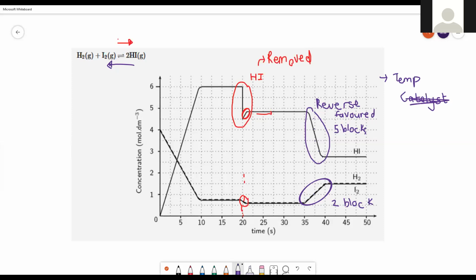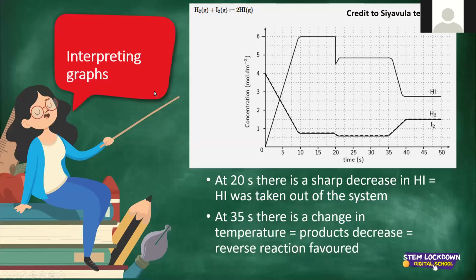Do you see how we actually end up determining whether something is a concentration change or a reaction change? I mean a catalyst or temperature. So at your 35 seconds, which was over there, where both of them decreased, there was a change in your temperature. Our products decreased more than the reactants, and that told us that the reverse reaction was favored. If it was the other way around, if your reactants had more blocks that it was increasing than the products, it would have been your forward reaction that was favored.